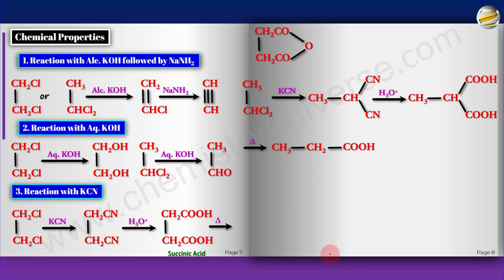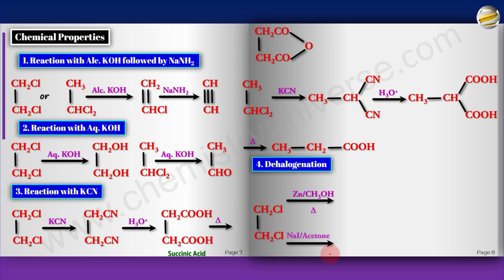Alright, now let's talk about the next one, that is dehalogenation. In dehalogenation, you have the vicinal dihalide. You can remove both the Cls and form a double bond, either with zinc dust in methanol or using NaI in acetone. Now how do I get NaI in acetone? Because we have already done the Finkelstein reaction. How NaI in acetone gives me this, we'll see later on in alkenes. But the fact of the matter is, it forms an alkene.